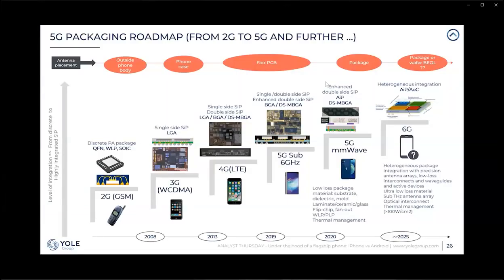Now let's go through this roadmap. Here we see the evolution of packaging with the several different generations of RF modules and RF components. So first, there was obviously a migration from discrete components that were displaced in the PCB into SiPs, into system in packages. Until 2018, the most used system in package inside the smartphone for RF components was LGA system in package. And then slowly there was a transition to BGA packages.